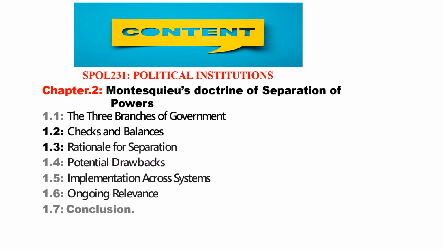Content. This unit is separation of powers, and the second chapter is Montesquieu's Doctrine of Separation of Powers. The content of the chapter are the three branches of government, checks and balances, rationale for separation, potential drawbacks, implementation across systems, ongoing relevance, and finally conclusion. Now let's go into the lesson and look at Montesquieu's Doctrine of Separation of Powers.